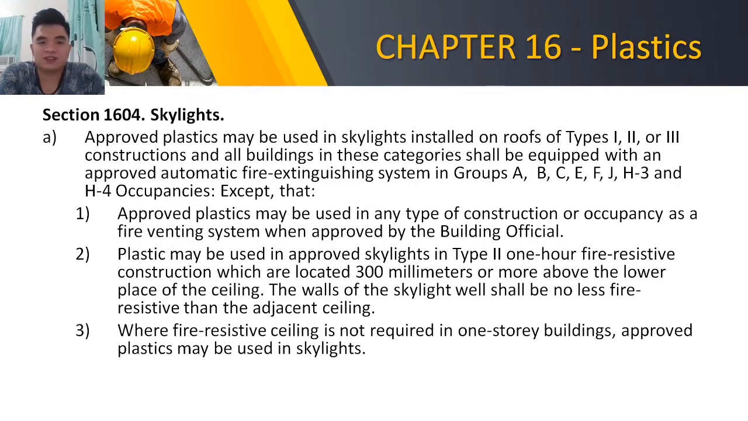Except that, approved plastics may be used in any type of construction or occupancy as fire venting system when approved by the building official. Plastic may be used in approved skylights in type 2, 1R fire system construction which are located 300 millimeters or above the lower place of the ceiling. The walls of the skylight well shall be no less fire resistive than the adjacent ceiling. Where fire resistive ceiling is not required in one-story buildings, approved plastics may be used in skylights. So skylights, it is a term we used on the part of the roof with materials like transparent to reflect the light of the sun to create lighting.